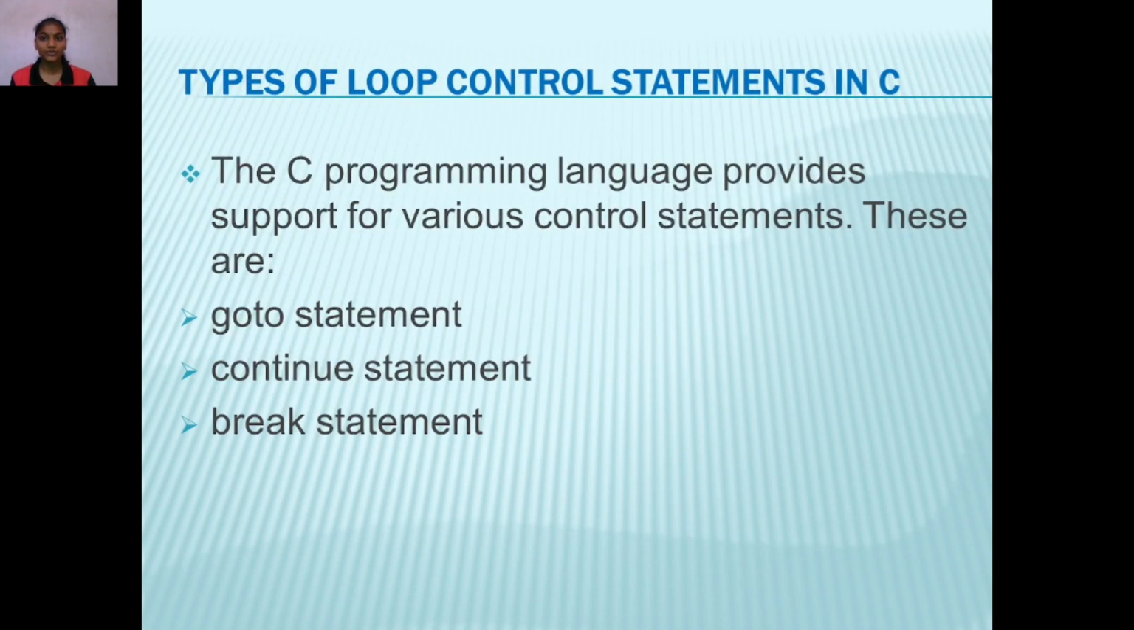Types of loop control statements in C. The C programming language provides support for various control statements. These are goto statement, continue statement, break statement.